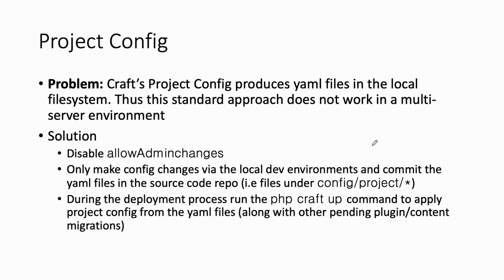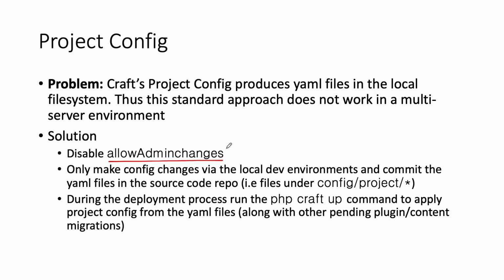The project config files, which are YAML files generated by Craft, are stored in the local file system. So in order to manage this in a distributed architecture, we first need to disable admin changes using this config parameter. Then any config change that we want to make should be made through the local development environments, and the files should be committed to our source code repository.